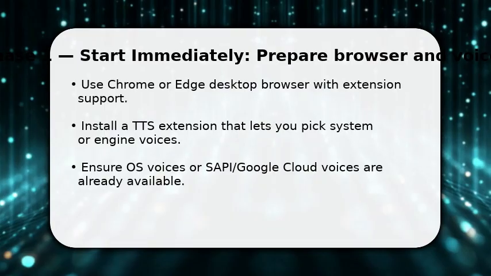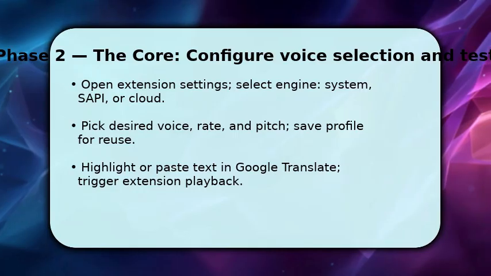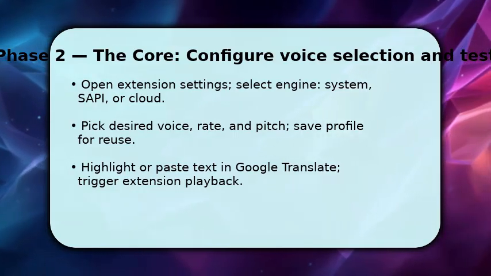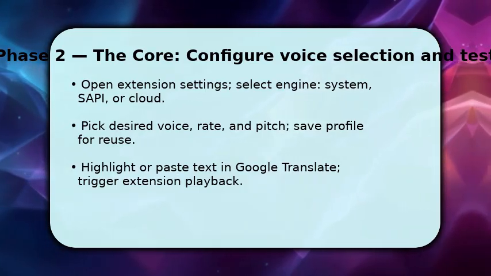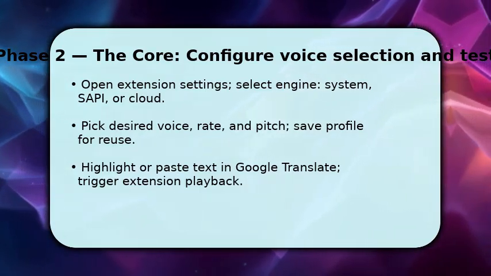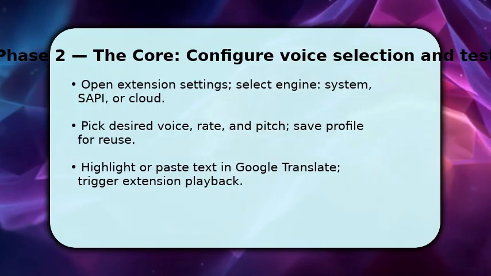Now you configure the extension to override Translate's default playback. In the extension settings, choose the engine, local OS voices, SAPI, or a Google Cloud/text-to-speech API if you have credentials. Then pick the specific voice, adjust rate and pitch, and save a profile so you can reuse it quickly.